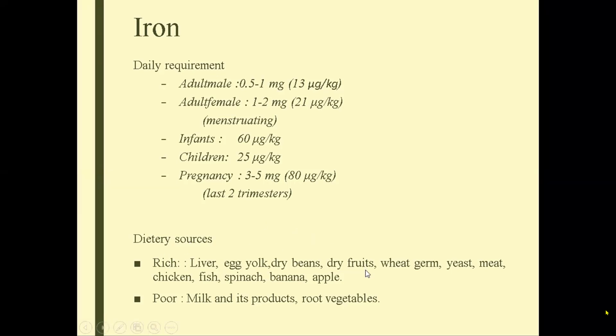So the dietary sources, the rich sources, are the liver, egg yolk, dry beans, dry fruits, wheat germ, all these, okay, banana, apple. Whereas milk and its products and root vegetables do contain iron, but they are poor in content, right?